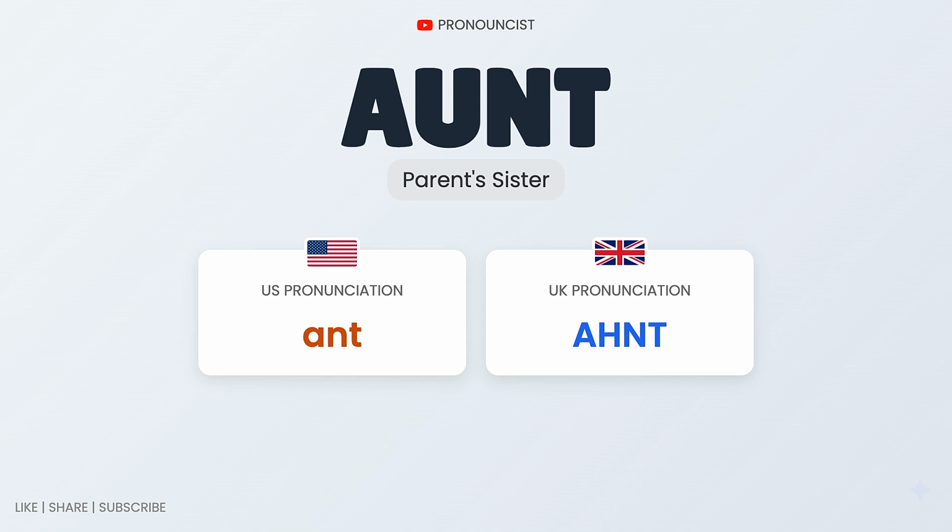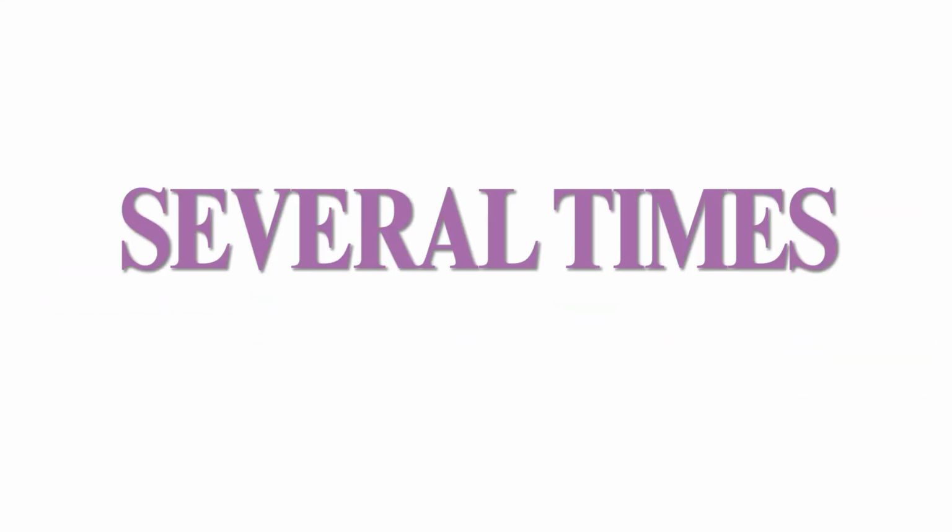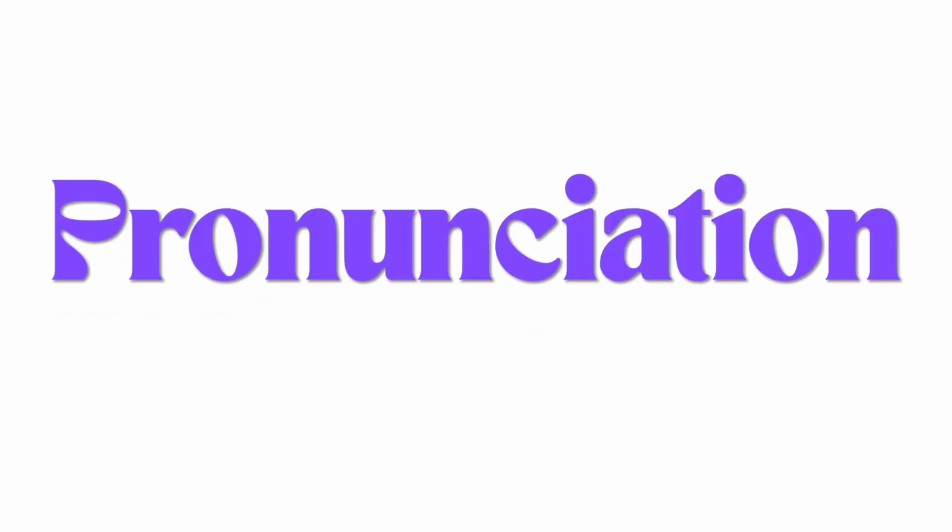Practice repeatedly and you'll soon be able to say this word perfectly. The best way to practice is to repeat the syllable multiple times. The meaning of the word is parent's sister. Try repeating this word several times to improve your pronunciation.